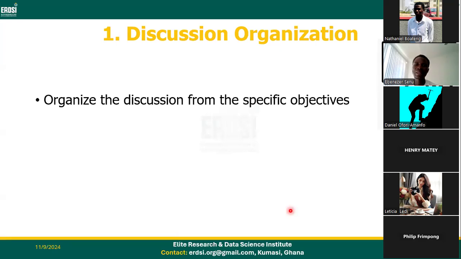So the organization of the discussion is just based on your objectives. Either you are using an unstructured format, as we use in manuscripts, where the main result or specific objective is discussed in a paragraph. So if you move from one paragraph to another, you see that they are discussing different results.